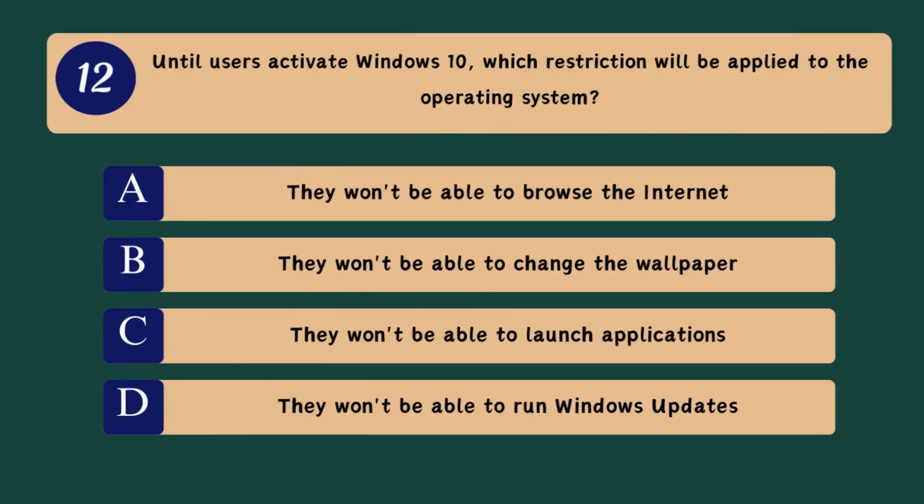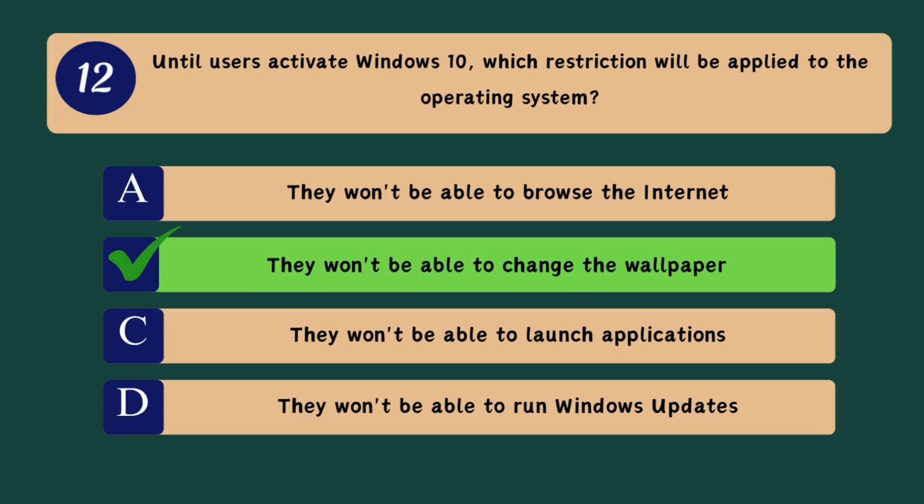Question 12. Until users activate Windows 10, which restriction will be applied to the operating system? A. They won't be able to browse the Internet. B. They won't be able to change the wallpaper. C. They won't be able to launch applications. D. They won't be able to run Windows updates. Correct answer: B. They won't be able to change the wallpaper.